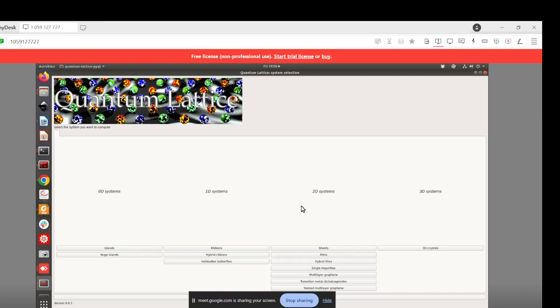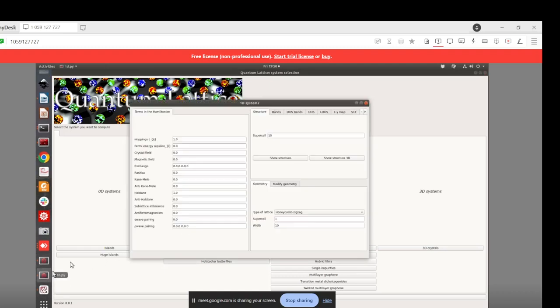So you're seeing my screen, which is Quantum Lattice and so on, right? Okay, so this is hopping Tij. This means the normal T1 hopping in our case, just the A to B hopping, nearest neighbor. And there are other terms, you don't need to give any importance to Rashba, exchange, Kane-Mele, and so on. We are just interested in the Haldane model, okay?